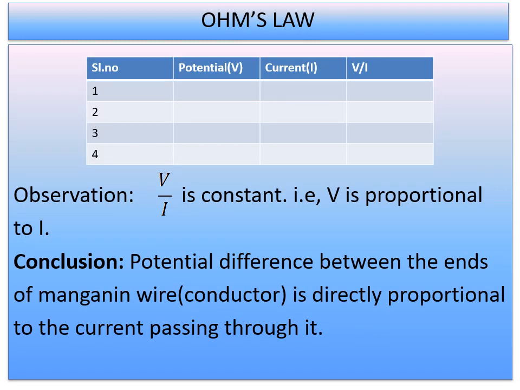I told you to adjust 1 volt. Like that, up to 4.5, you have to adjust the potential difference in the voltmeter. After getting different V's, you have to calculate the different I and find the V by I ratio. At least you have to go with 4 values. On the whole, what you observe here in the last column is that V by I is a constant. From that, I can tell that V is proportional to I. So I can conclude that the potential difference between the ends of a manganin wire, here we call it a conductor, is directly proportional to the current passing through it.